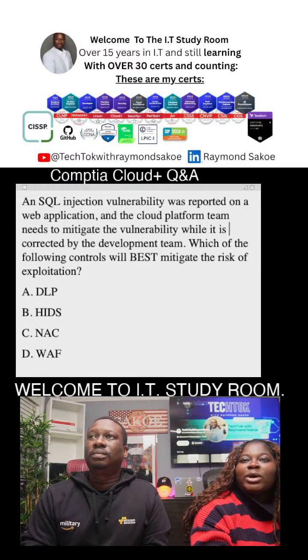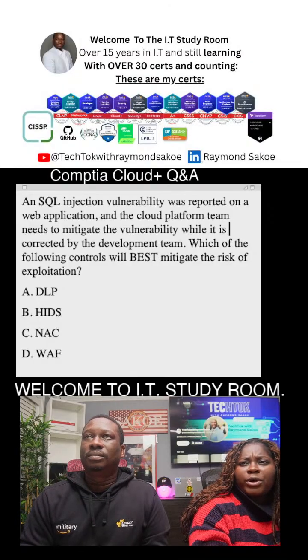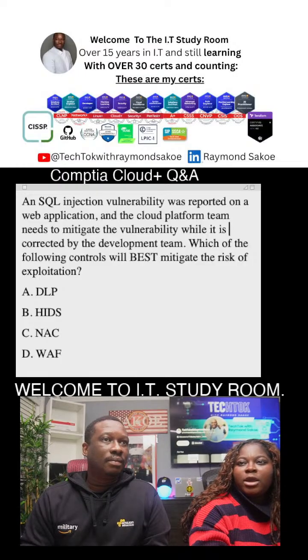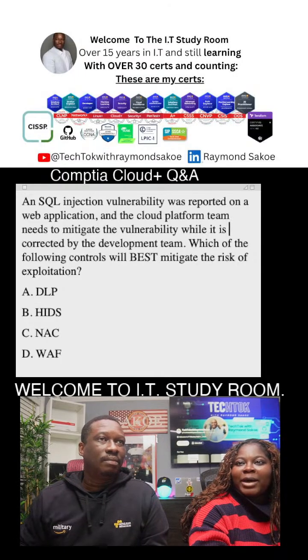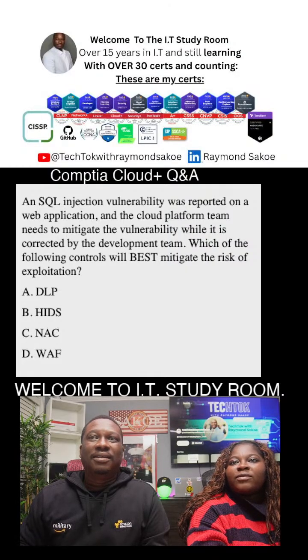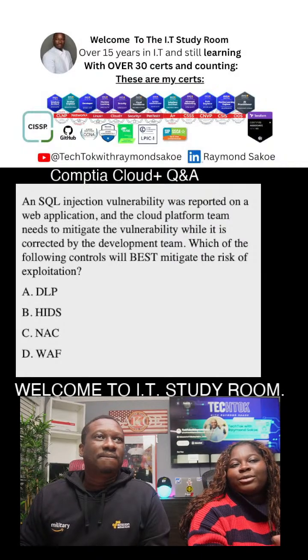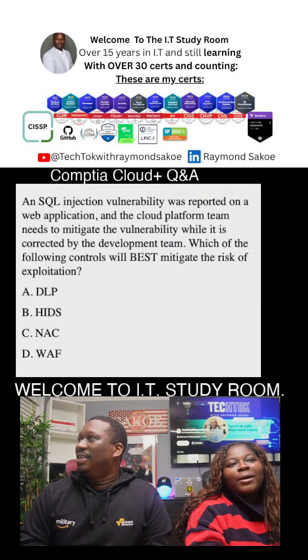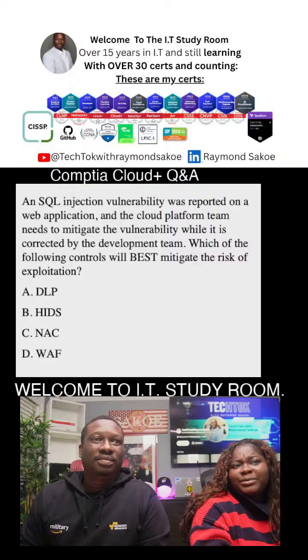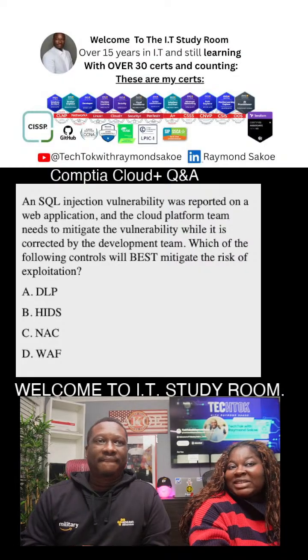An SQL injection vulnerability was reported on a web application, and the cloud platform team needs to mitigate the vulnerability while it is corrected by the development team. Which of the following controls will best mitigate the risk of exploitation? Apologies, I read it wrong. Okay, so we have D. Don't let the experienced people bully you. If you don't think it's D, say your answer. I'm sticking with the D's.